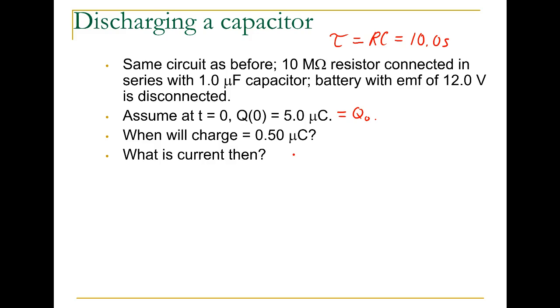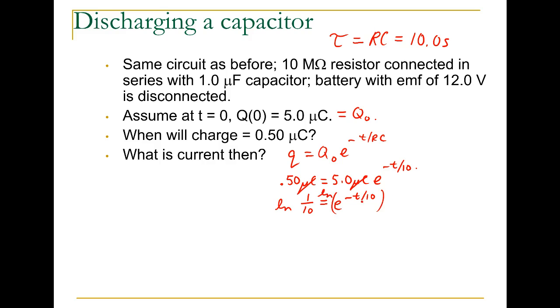So we can set up our equation that Q is equal to Q naught e to the minus t over RC. And we're going to have to solve backwards. This will be 0.5 microcoulombs. This will be 5 microcoulombs. And it'll be negative t over 10. Okay? So basically, that's going to be 1/10. 1/10 is equal to e to the minus t over 10. And in order to get rid of that e, we're going to take the natural log of each side.